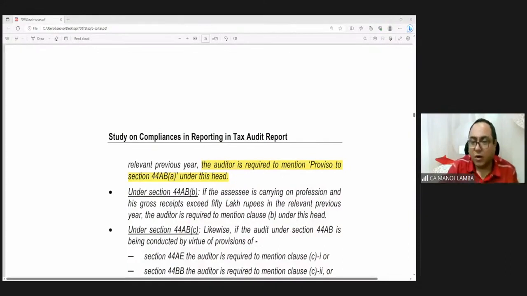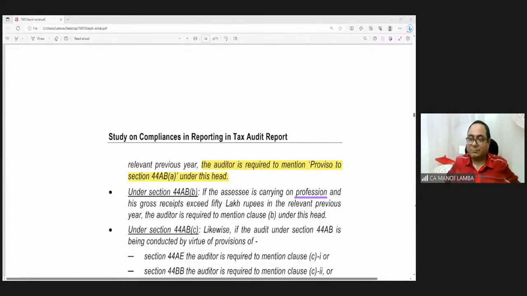If the assessee is carrying on profession and gross receipt exceeds 50 lakh rupees in the relevant previous year, the auditor is required to mention clause B under this head. If the assessee is carrying on profession, only then B is applicable. And gross receipt exceeds 50 lakh rupees in a relevant previous year, the auditor is required to mention clause B in this. Friends, please note that.